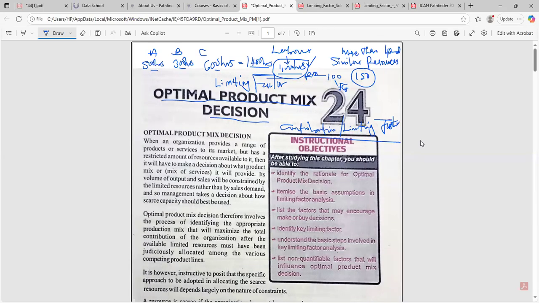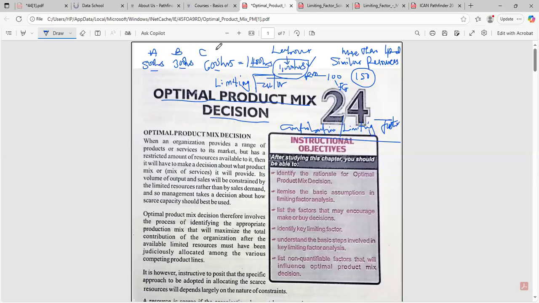This is just for explanation purpose. So I'm going to calculate the contribution from each of these products, or I say I calculate the profit for each of these products. The one that gives me the highest contribution per limiting factor, that is the one that I'm going to give my resources first to, followed by the next, and followed by the other.